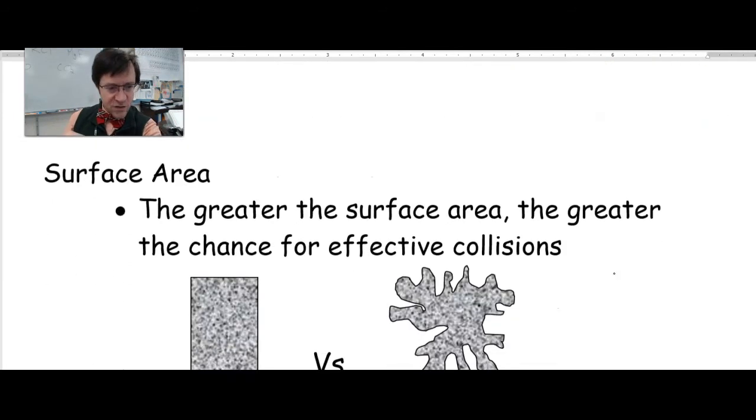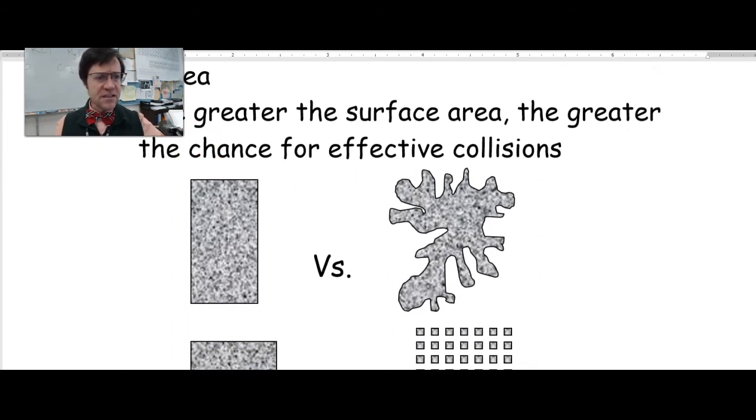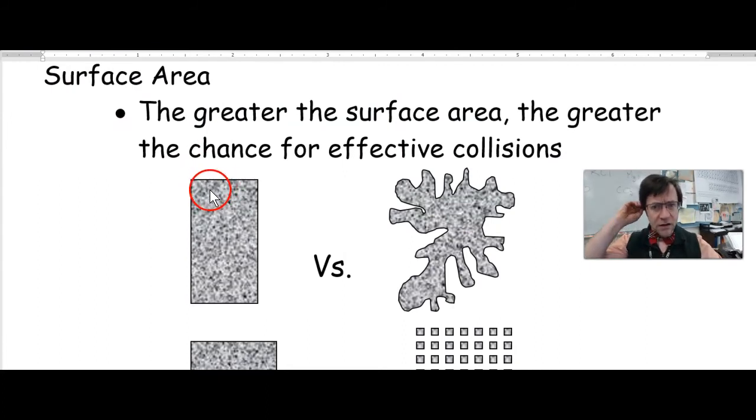Next one. Oh, surface area. So surface area, this is definitely something that we can mess with. The greater the surface area, the greater the chance for effective collisions. So it's sort of like using a block versus a squiggly line thing, right?